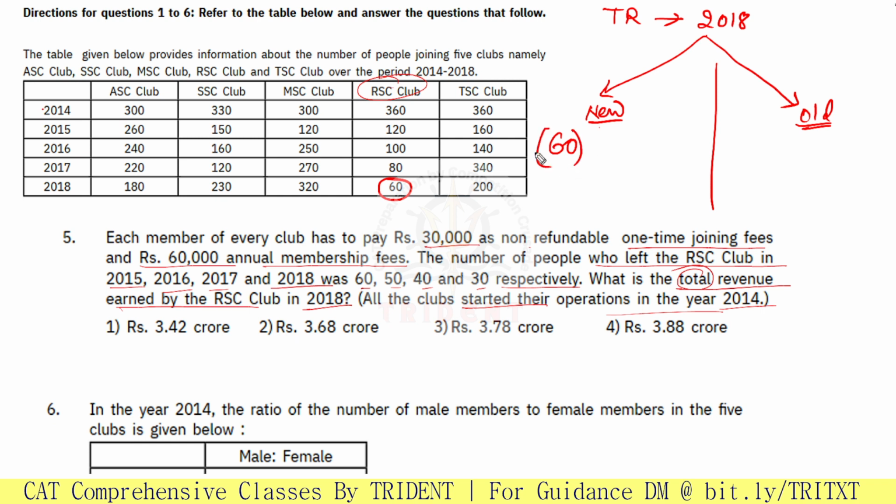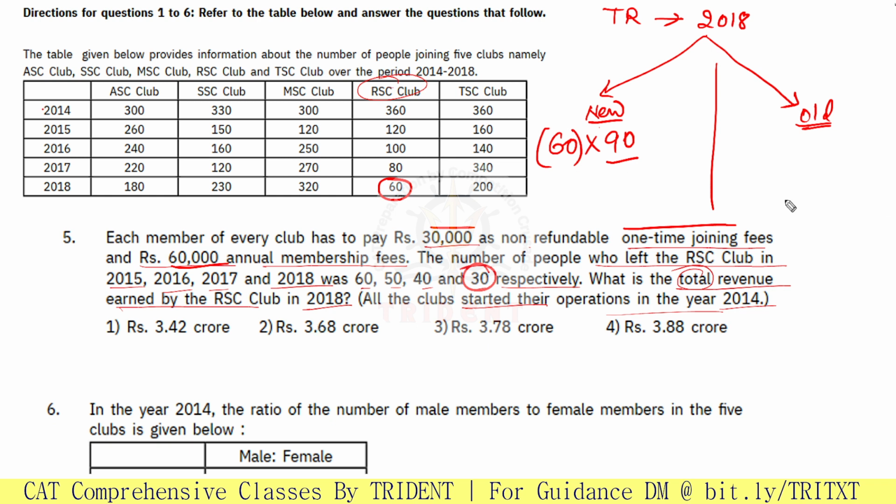How much money will these 60 members pay? They will pay 90,000. I hope that is clear. One-time joining fees of 30,000 and 60,000 annual membership fees. Nobody has left, or I mean, there is no data on 2019, so I am assuming that all the 60 stay there. There are some members who have left in 2018 also, but as I just mentioned, we cannot predict which 30 members have left from which year.